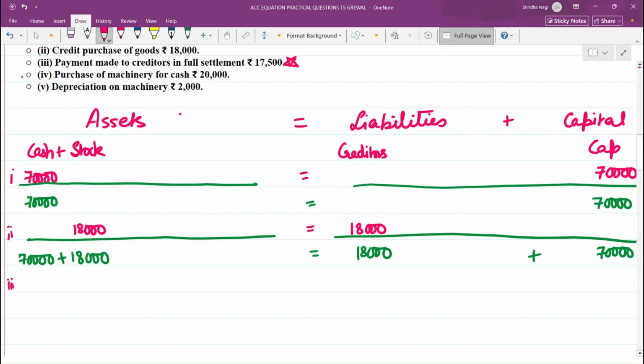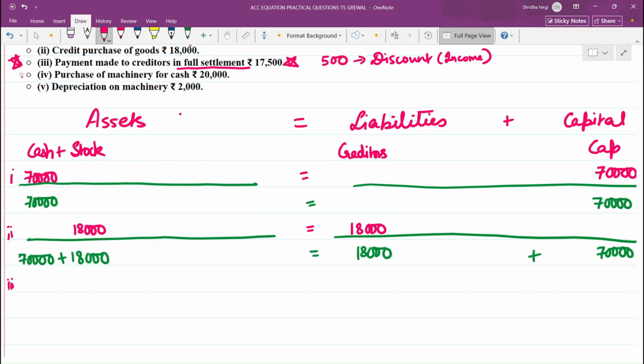तो पे कितना करना था? 18,000. ये इस transaction को ही हमने extend करा है. Credit purchase we did. Creditors were 18,000, but now we are paying them in full settlement. Instead of paying them 18,000, we are paying them 17,500. तो 500 कम दे रहे हैं हम. We are giving them less 500 because they have given us, creditors have given us 500 discount. So discount is given to the business by the creditors. Okay, so this is like an income for the firm, for the business. So it will affect the capital account. This is a very, very important transaction.